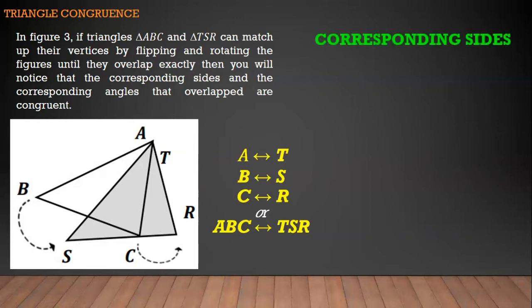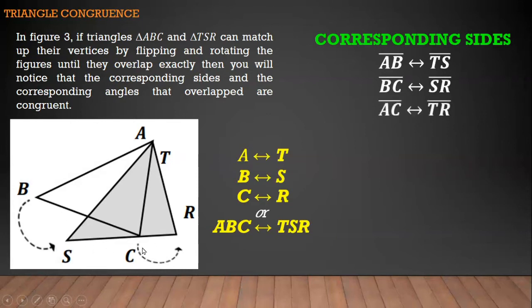So let's list the corresponding sides of these two figures. So the corresponding sides are segment AB corresponds to segment TS. Next, segment BC corresponds to segment SR. Segment AC corresponds to segment TR.